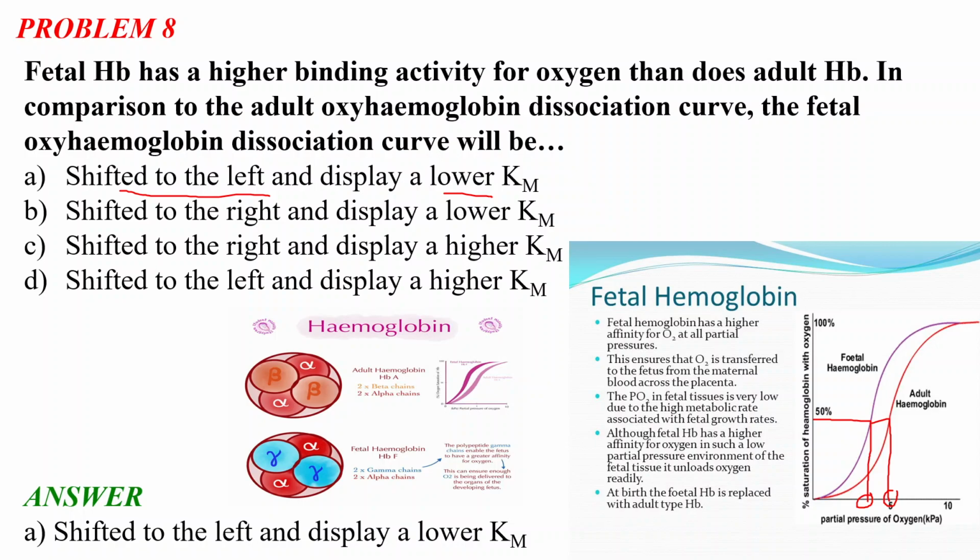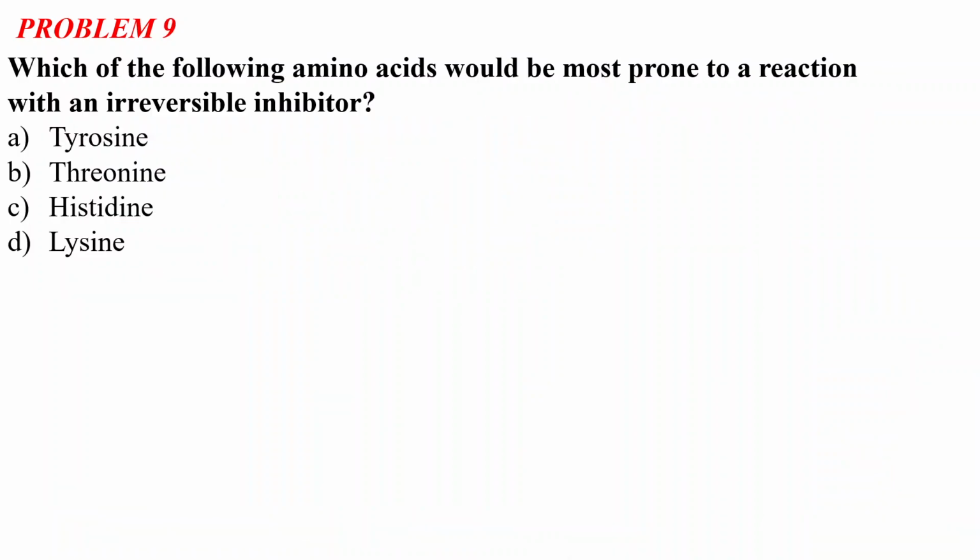Okay, so problem number 9, we will just do it. It says: which of the following amino acids will be most prone to the reaction with an irreversible inhibitor? The options are as follows: A, tyrosine; B, threonine; C, histidine; and D, lysine. So you have to find out which of these amino acids will be most prone to the reaction with an irreversible inhibitor. You can write the answer in the chat box. I will check it, then I will go on solving this problem.